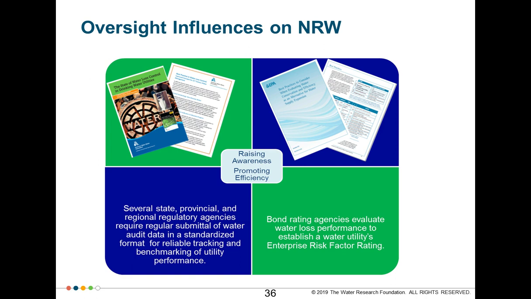Regarding oversight, an increasing number of state, provincial, and regional regulatory agencies are adopting robust protocols for reporting and managing NRW. Recent guidance at the federal level highlights the role of water loss control as an alternative to expansion of water supply capacity. In the financial context, bond rating agencies have established rationales and criteria for evaluating the operational effectiveness of a water utility, more recently including water loss performance.